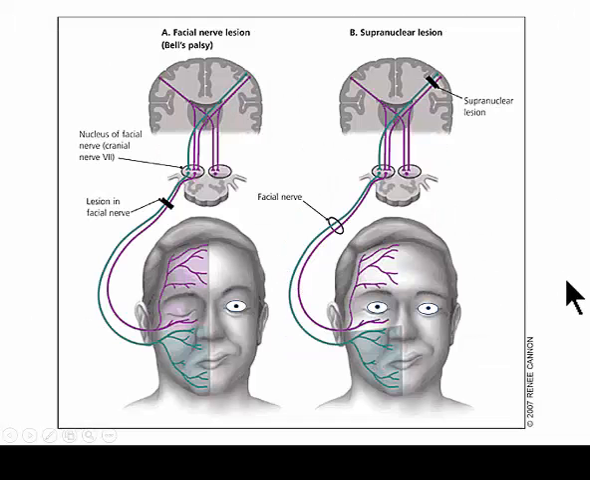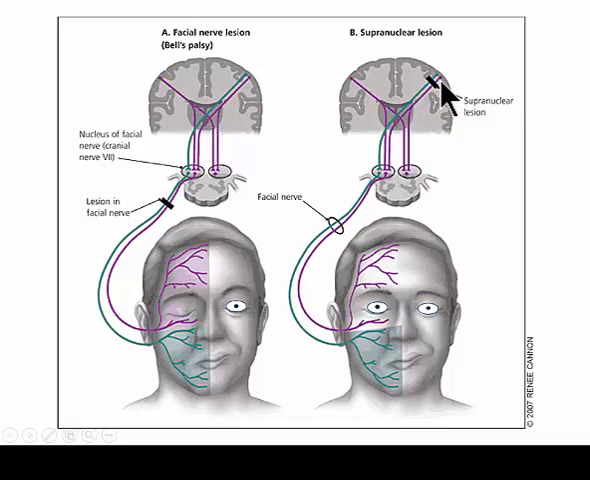Let's show this here. All right, what do we have? If we cut the facial nerve, we're going to paralyze both the upper and the lower face, because that's the lower motor neuron. If you've got no impulses going to the muscles of the upper face and the lower face, it's paralyzed, right? But if you have a supranuclear lesion, meaning above the nucleus, like a stroke or a tumor, look what happens here.